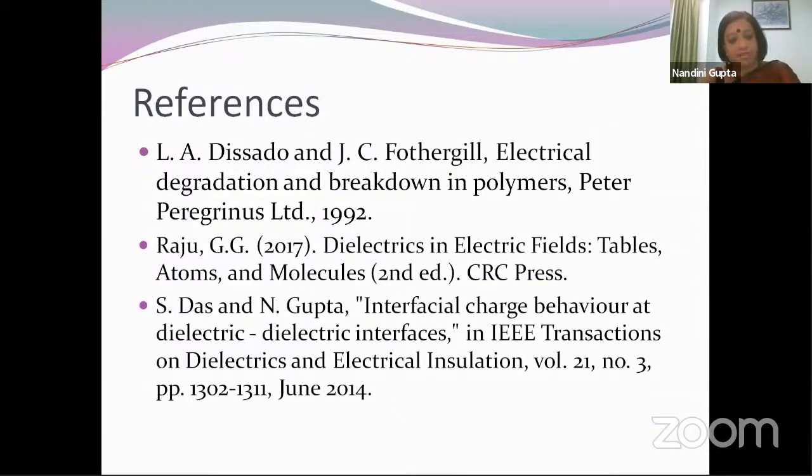These are the references that I have used. The case study that I have pointed out, I have only very briefly discussed it. This comes from our paper in IEEE, where we discuss many other things.